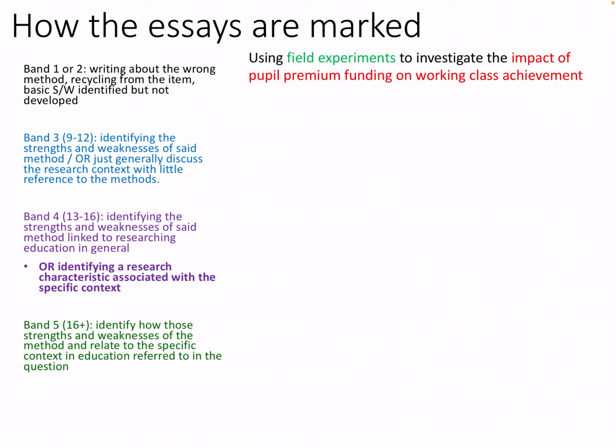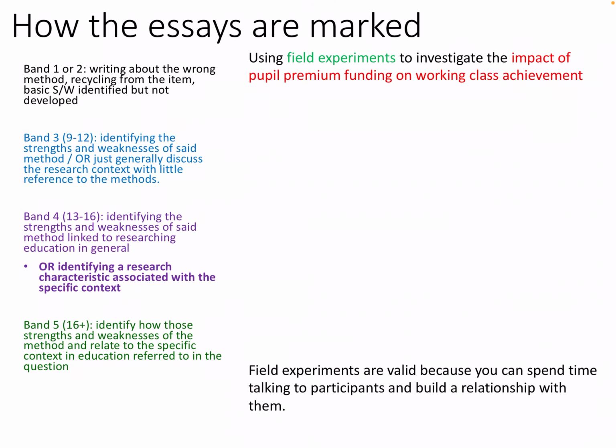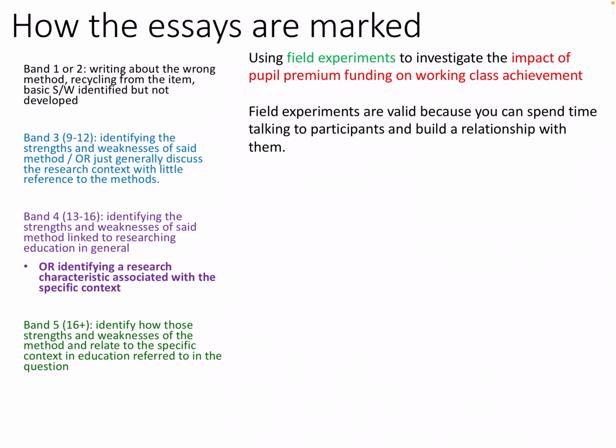If you look at the next slide, this point here is a band 1 point, because it says field experiments are valid because you can spend time talking to participants and build a relationship with them. Well, they're not, because you can't talk to people in a field experiment. You're supposed to just be an observer. So that's an incorrect point, probably band 1. Band 3, okay, so this is where we're aiming for. We're aiming for band 4 and above, but a good band 3 is good.